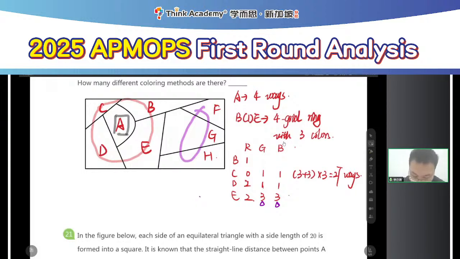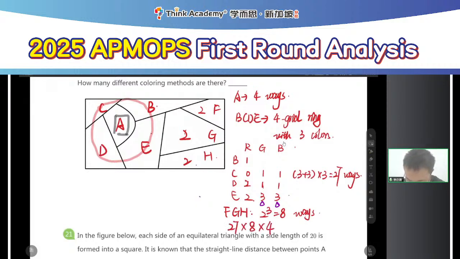Then for F, G, H, we start from the center G. G is different from B and E, so G has 2 ways. F is different from B and G, so 2 ways. H is different from E and G, so 2 ways. So it's 2 to the power of 3, which is 8 ways. Now the final answer is 27 times 8 times 4, which should be 768. I suppose it's the correct answer.